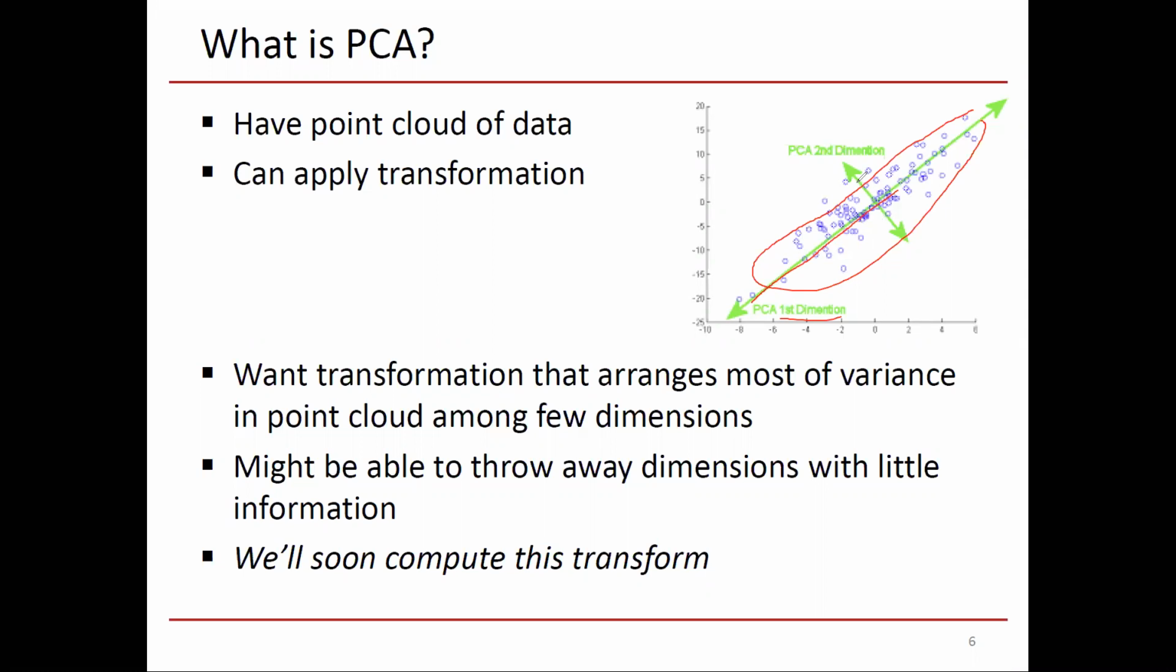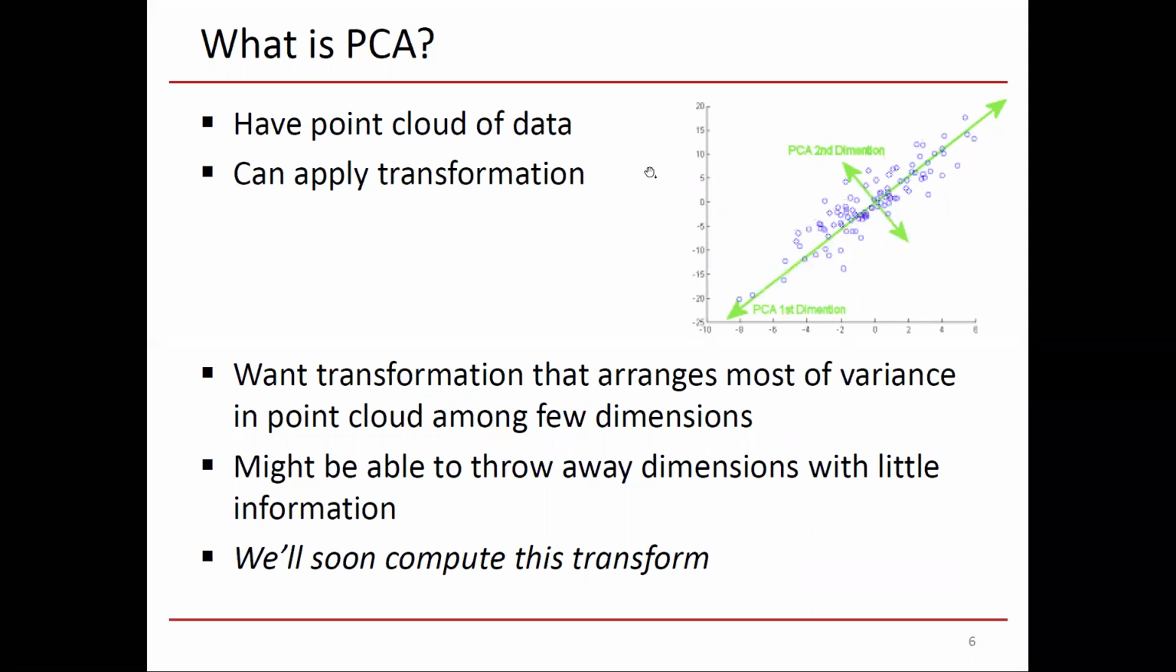And the energy that's not in that first dimension is arranged around the second direction, the second PCA dimension, which is orthogonal to the first one. It's clear from the sketch that the second dimension typically has lower coefficients. So overall, we want a transformation that arranges most of the variance in the point cloud along a small number of directions. And we might even be able to throw away dimensions with a small amount of information, dimensions where the large majority of the time those coefficients are near zero. We're soon going to compute this transform, but I just wanted to begin with the idea. The idea is to identify the coefficients along directions that have much of the energy.